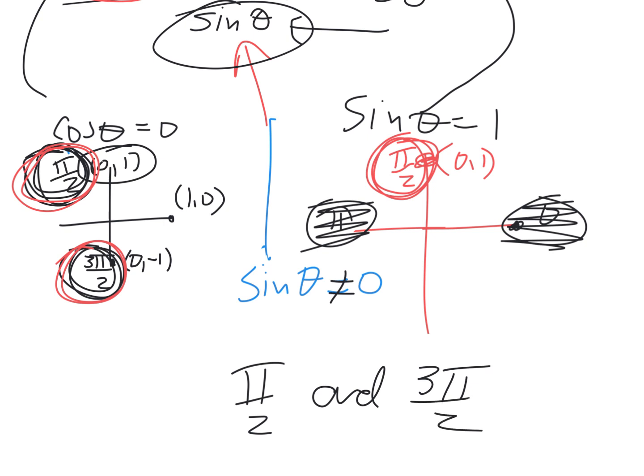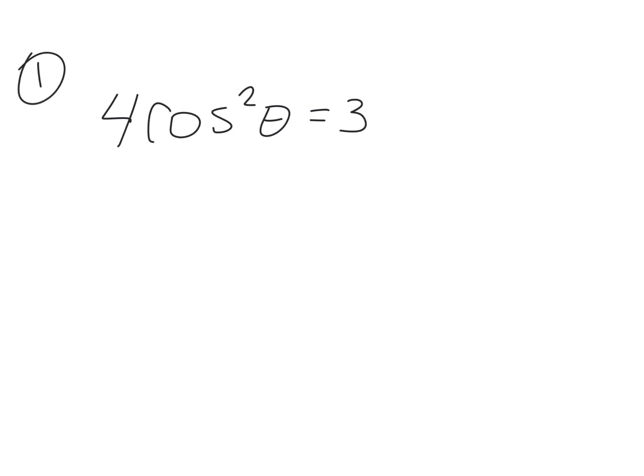All right. So I'm going to give you 3 problems that I think represent this whole test pretty well. Okay? See if you can handle these 3 questions. First one. Cosine squared theta equals 3. Question number 1. I'm going to give myself plenty of room to work.